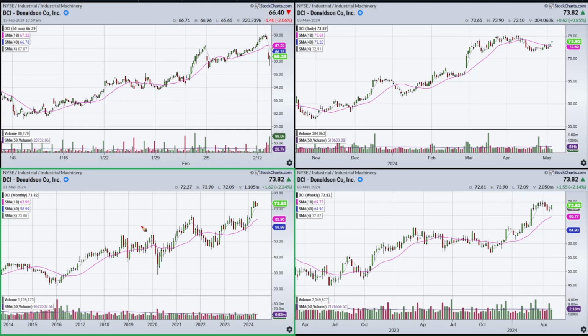We want to start with the monthly and work our way down to the weekly, then to the daily, then to the hourly. So I want you to think in this fashion, almost like a pi sign. You want to think in those terms. You want to be going in that direction. All right, so let's just look at what's taken place here.